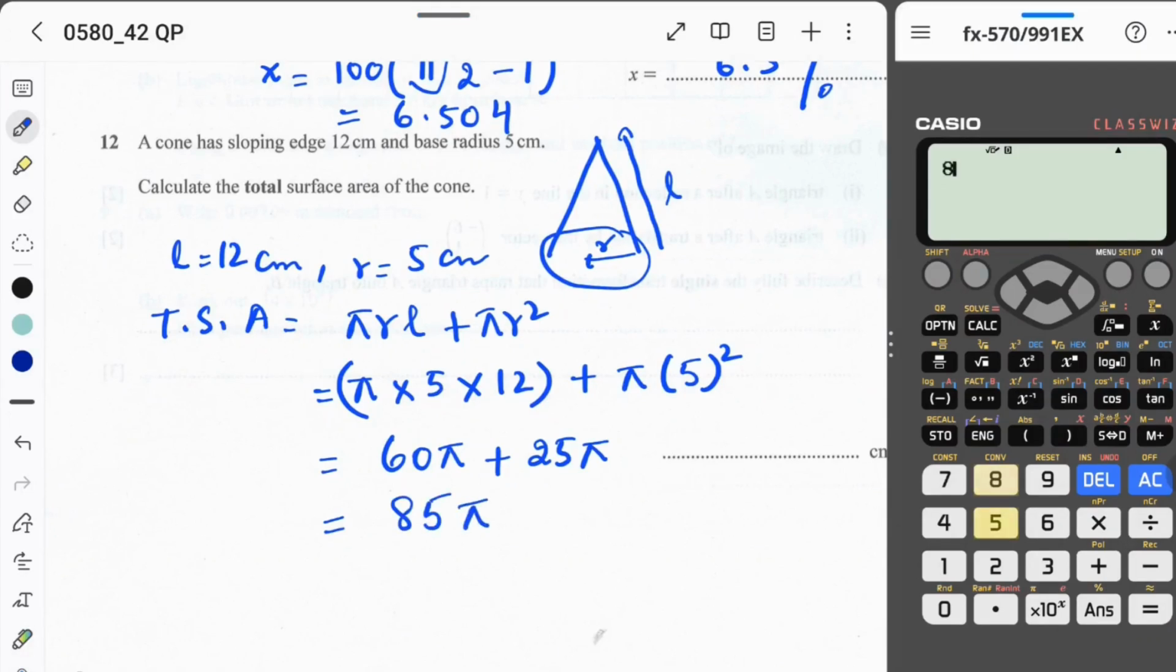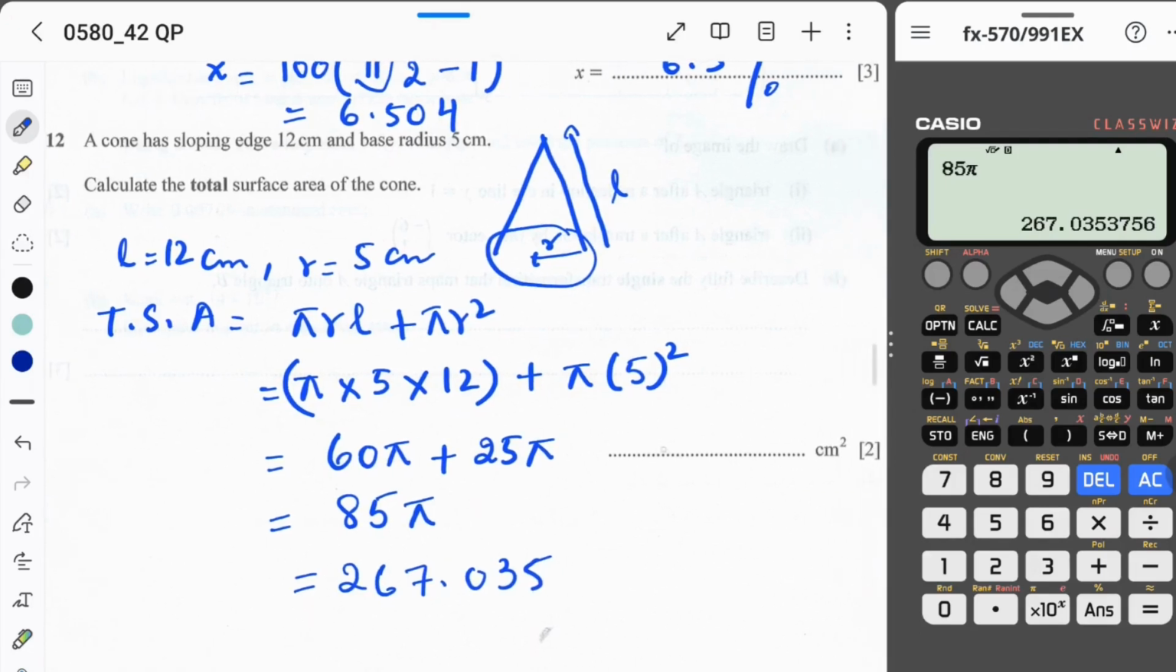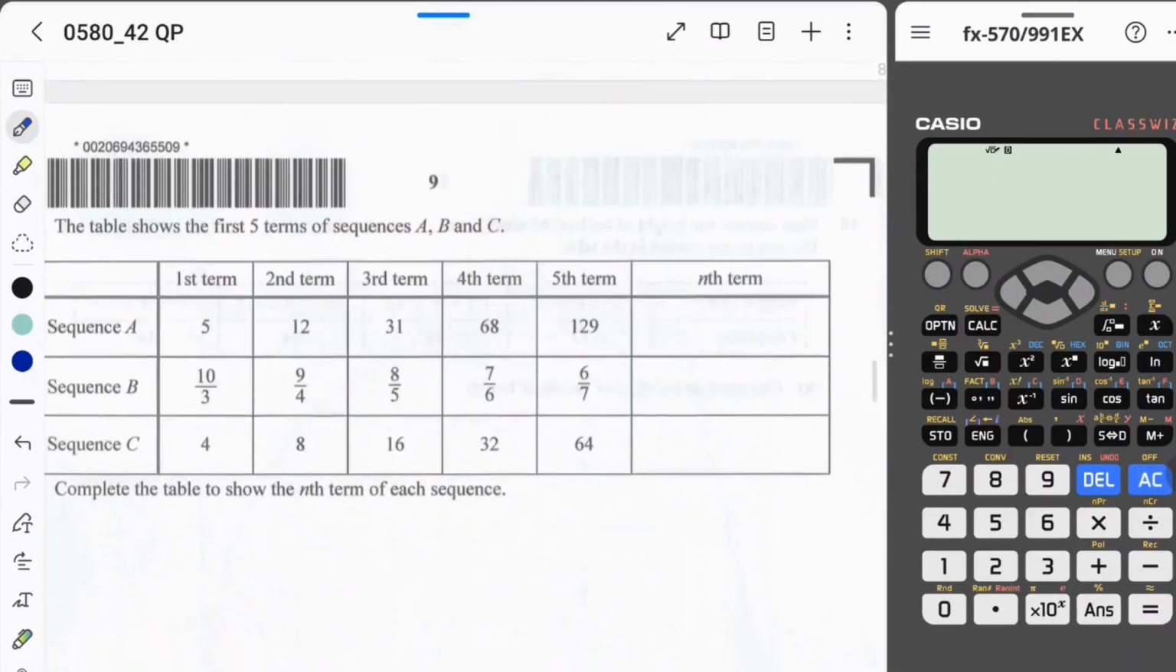Or you can use the calculator. Just find 85 pi, which equals 267.035. So you can write down 267 square centimeters. Alright, now go to the next question.